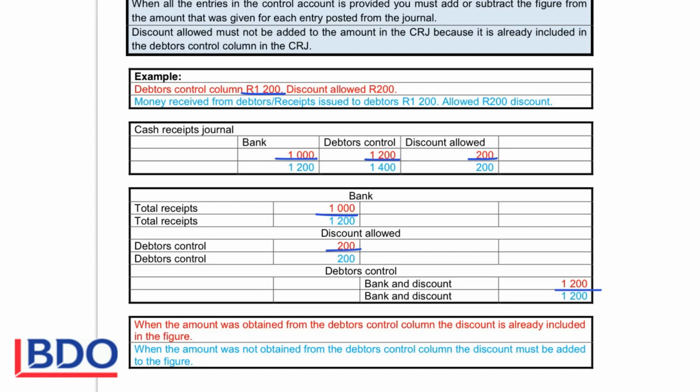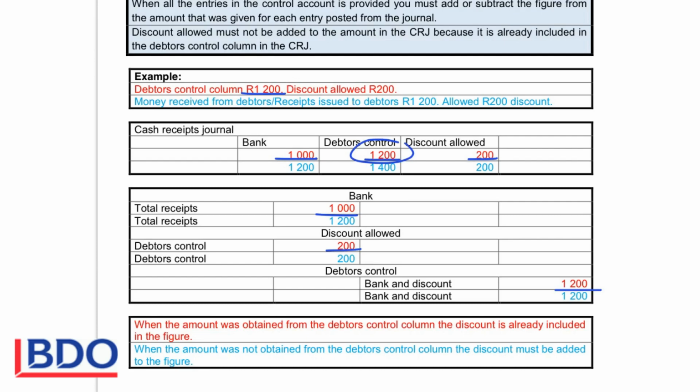Therefore, if they tell you that they've taken the amount out of the debtors control column, it means that that figure includes the amount and the discount. Then the discount will not be added to the figure because it's already included in the debtors control column.